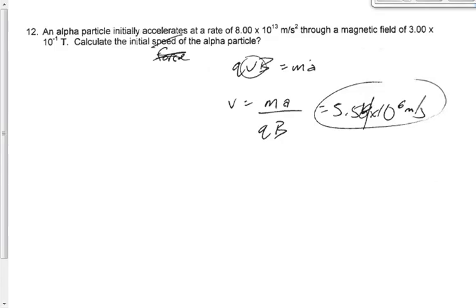We could have done that separately if we wanted. We could have said F is equal to m times a, get the value for force, and then set it equal to QVB. I just chose to put it all together. It doesn't really matter. Any issues with that one?